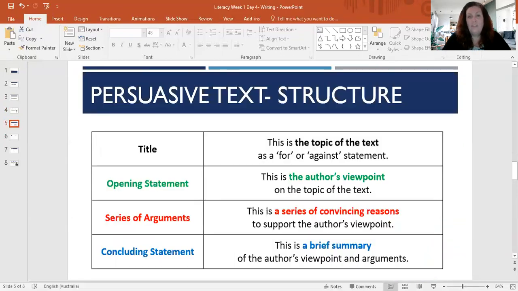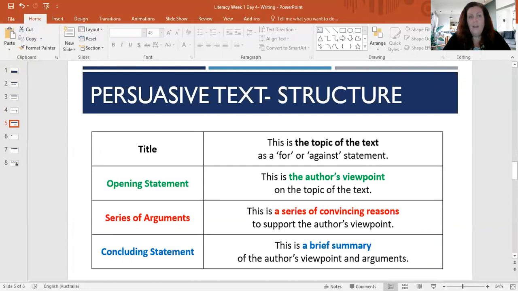Persuasive text structure. I'm just going to go through really quickly what a persuasive text looks like. At the beginning, we have our title. This is the topic of the text, or where you would state for or against. The opening statement, this is the author's viewpoint. So this is your viewpoint on the topic of the text, what you believe.